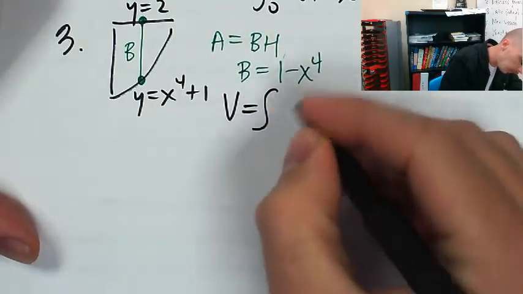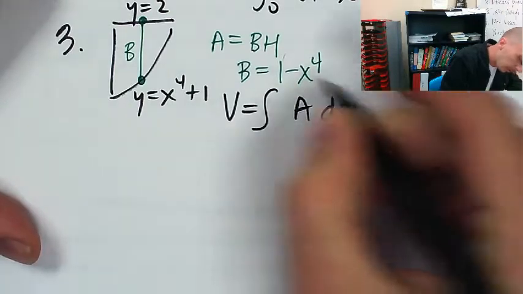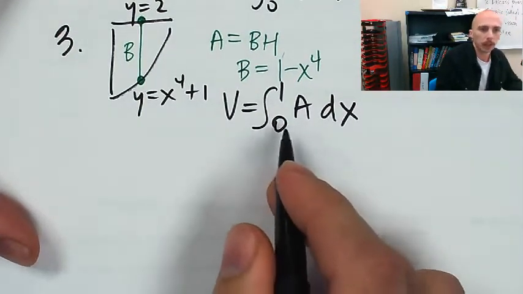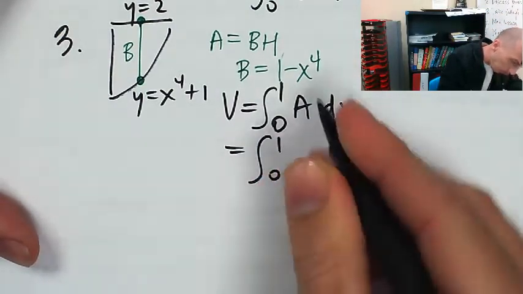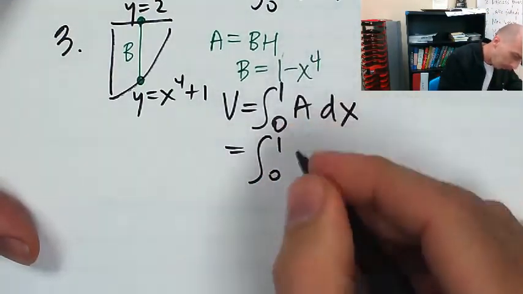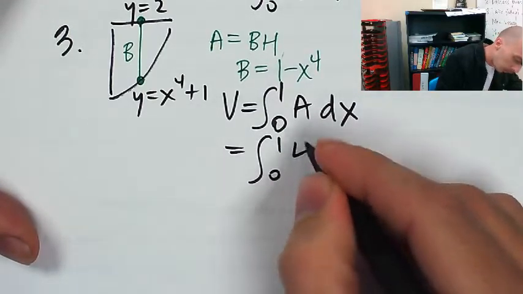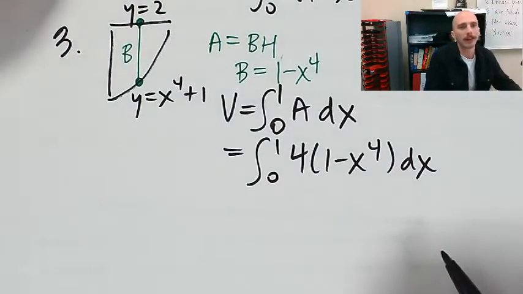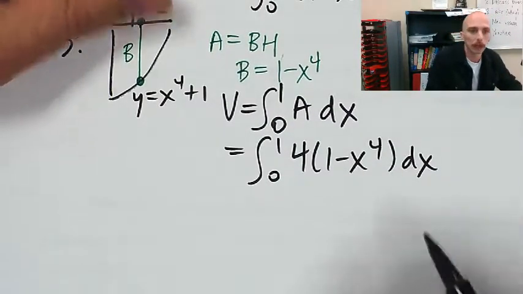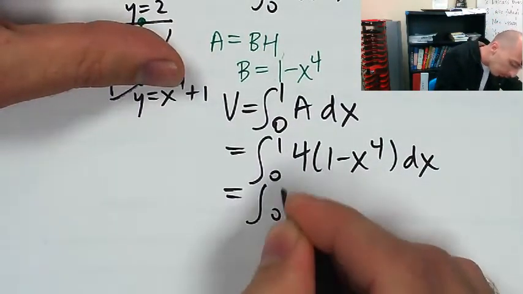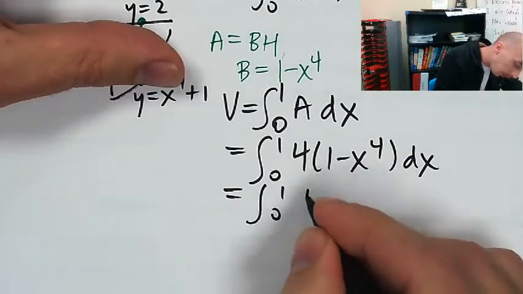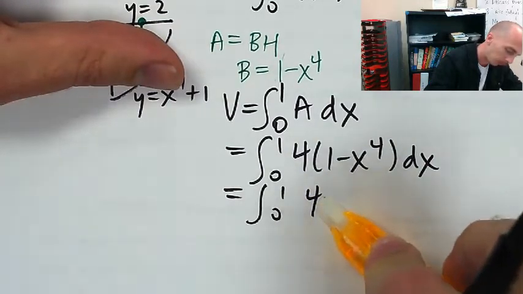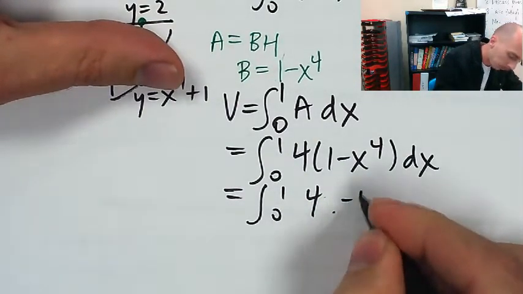Volume equals the integral of area as x runs from 0 to 1. This is going to be the integral from 0 to 1 of 4 times 1 minus x to the 4. And this is one I could definitely see them having you compute by hand with no calculator. So that's going to be the integral from 0 to 1 of, got ahead of myself, 4 minus 4x to the 4.